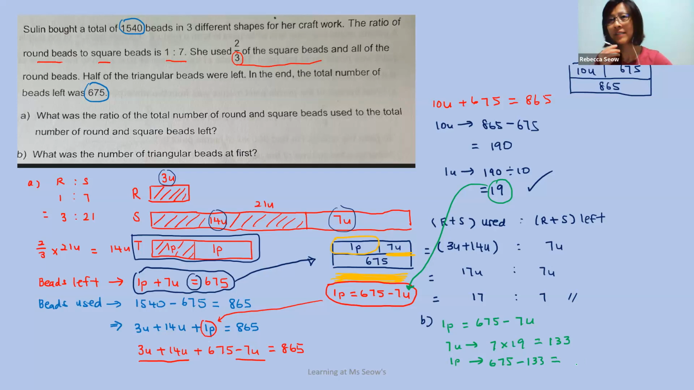That will be 542. That's only 1 part. Let's find 2 parts to make up the original number of triangular beads. So 2 parts would be twice 542, and that would make 1,084 triangular beads. So this is how the entire question is being worked out.